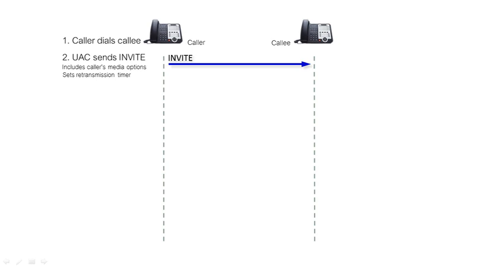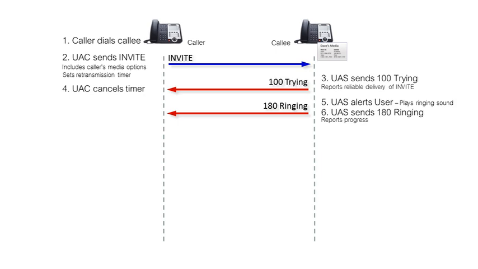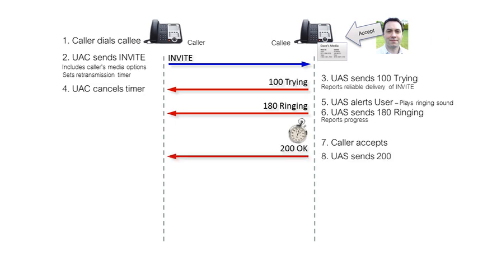We know already that to set up a simple call, the caller invites the callee and passes over his media options in preparation for media exchange. The downstream user agent returns a 100 trying to confirm reliable delivery of the request and a 180 ringing to tell the caller the downstream phone is now ringing. What next? Well, hopefully within a reasonable amount of time, the user's alerted and chooses to accept the call, causing the UAS to send back a 200 OK.